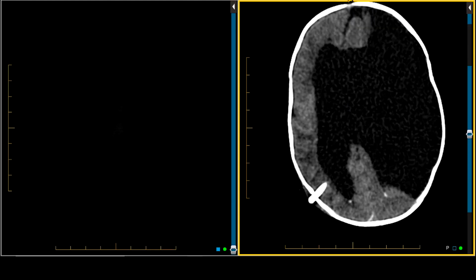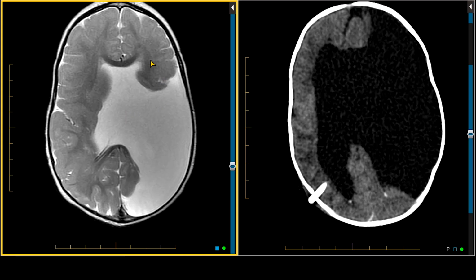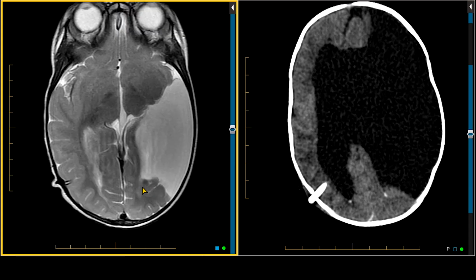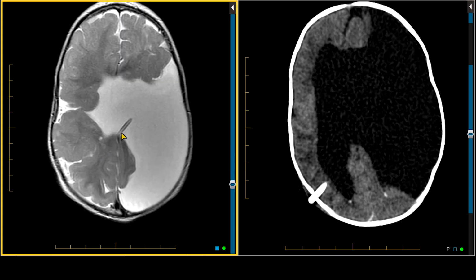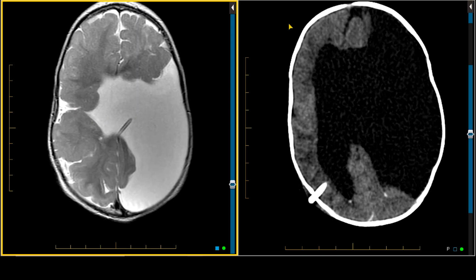Once the shunt was placed, we can see the CSF space decreased in size. There's been decreased mass effect upon the remaining parenchyma of the left frontal lobe and the left occipital lobe. Here's the MRI appearance of the shunt apparatus. And notice that the right-sided schizencephalic cleft, you barely can see CSF going through it. So this now is closer to what people would refer to as a closed lip schizencephaly.